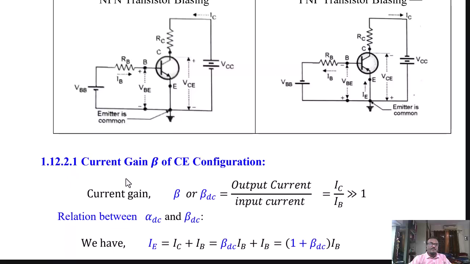The current gain in common emitter configuration is denoted by the letter beta, and it is defined as the ratio of output current to input current. In common emitter configuration, output current is IC and input current is IB. Since IC is much greater than IB, the current amplification factor beta is always much greater than 1.